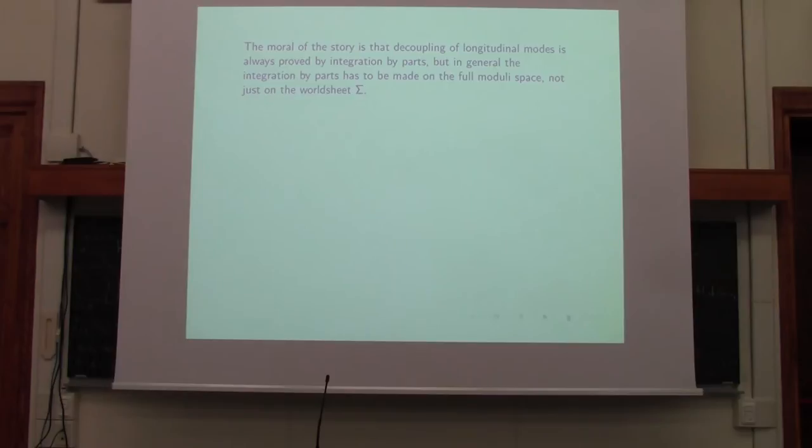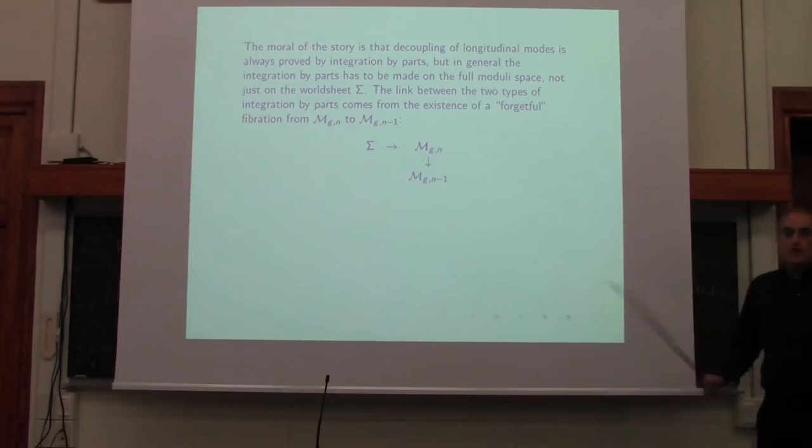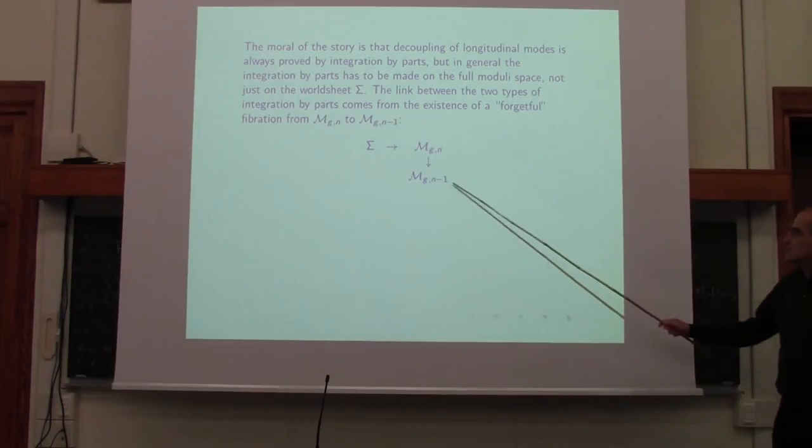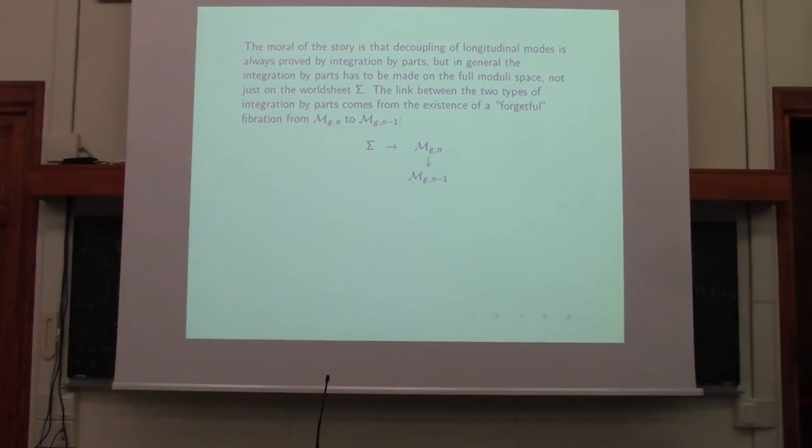So the moral of the story is that decoupling of longitudinal modes is always proved by integration by parts. But in general, we have to make the integration by parts not on the string worldsheet sigma, but on the moduli space of string worldsheets. The case in which we can get away with integration by parts just on sigma is exceptional. The link between the two kinds of integration comes from the following. If you take the moduli space of Riemann surfaces of genus g with n punctures, you can forget one of the punctures. And that gives you a map to the moduli space with one less puncture, the fiber being a copy of the surface. So if you want to, you can do an integral over M_g,n by first integrating over the fiber of this forgetful fibration.